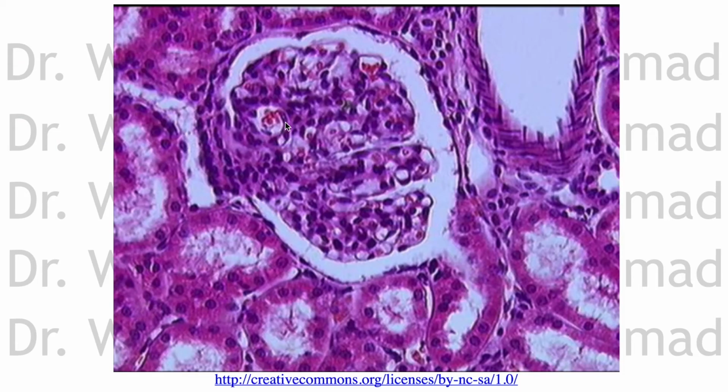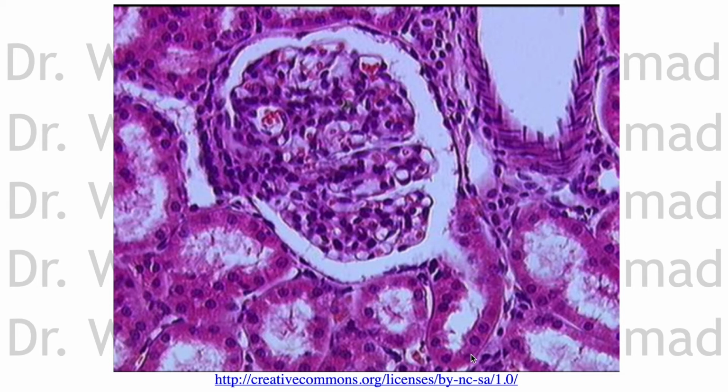So this is a microscopic picture of the glomerulus to show you here. This is the tuft of capillaries formed by the afferent arteriole that will eventually open into an efferent arteriole. And see, this is the Bowman's space here. This is the Bowman's space that will open into a proximal convoluted tubule.